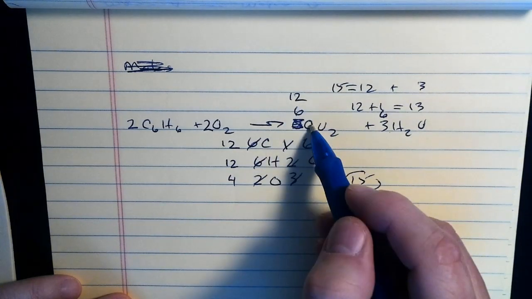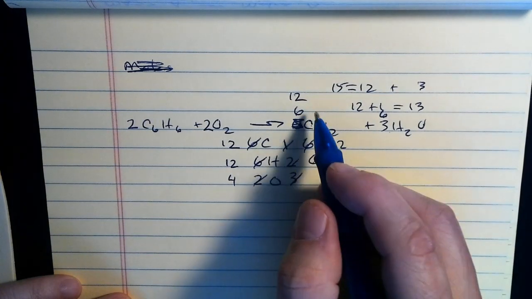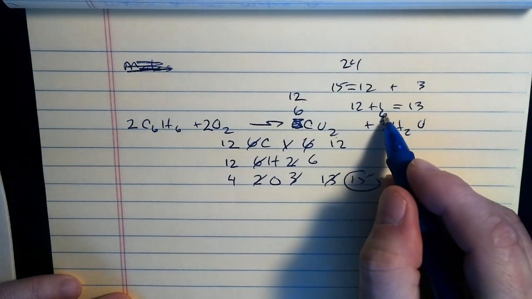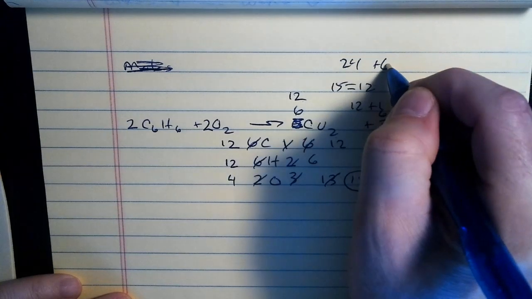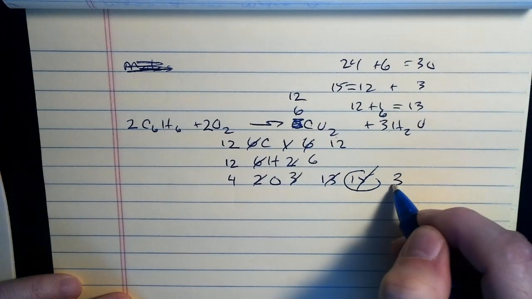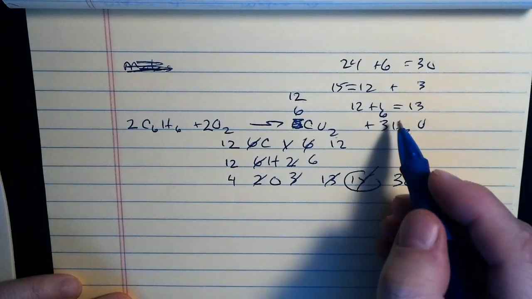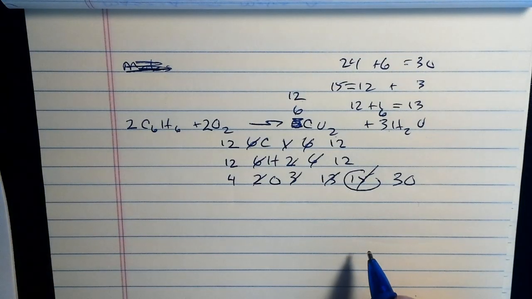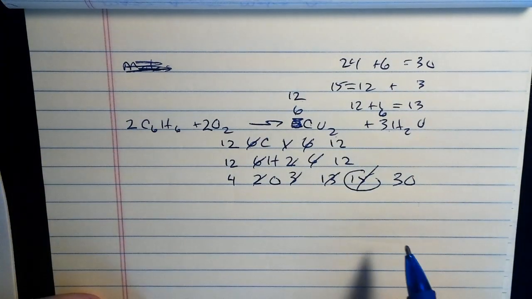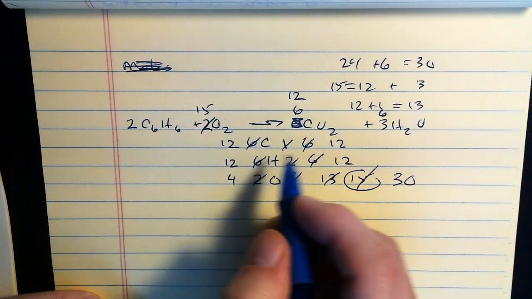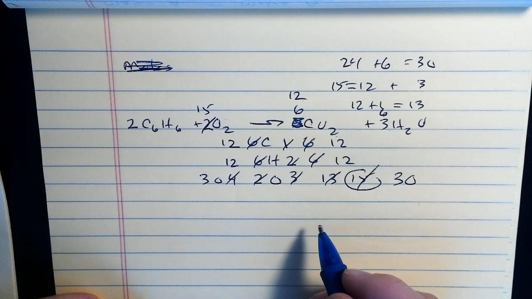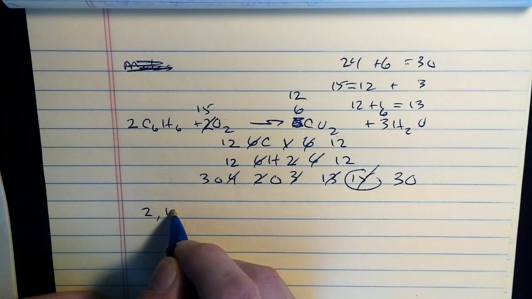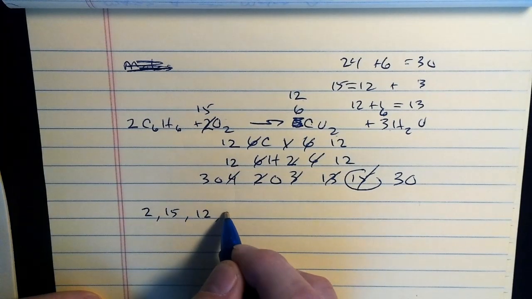And now we've got 12 times 1 will be 12 carbons. 12 times 2 will be 24 oxygens. And 6 times 1 will be 6 oxygens. That's 30. So now we got 30 oxygens. And then 6 times 2 is going to be 12 hydrogens. And then just to balance this out, do an oxygen last. So you have to put a 15 here. 15 times 2 is going to be 30. So now our coefficient ratio, 2, 15, 12, and 6.